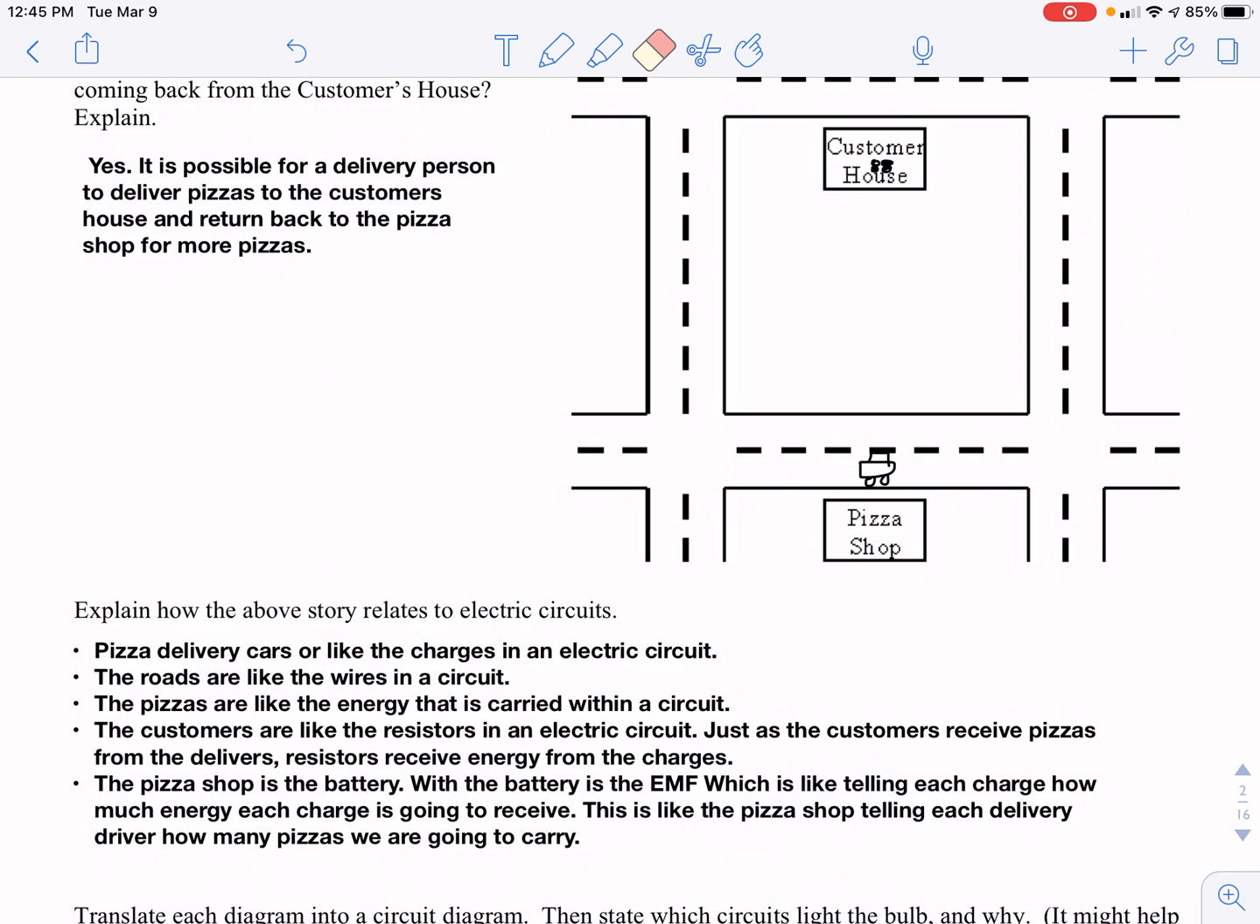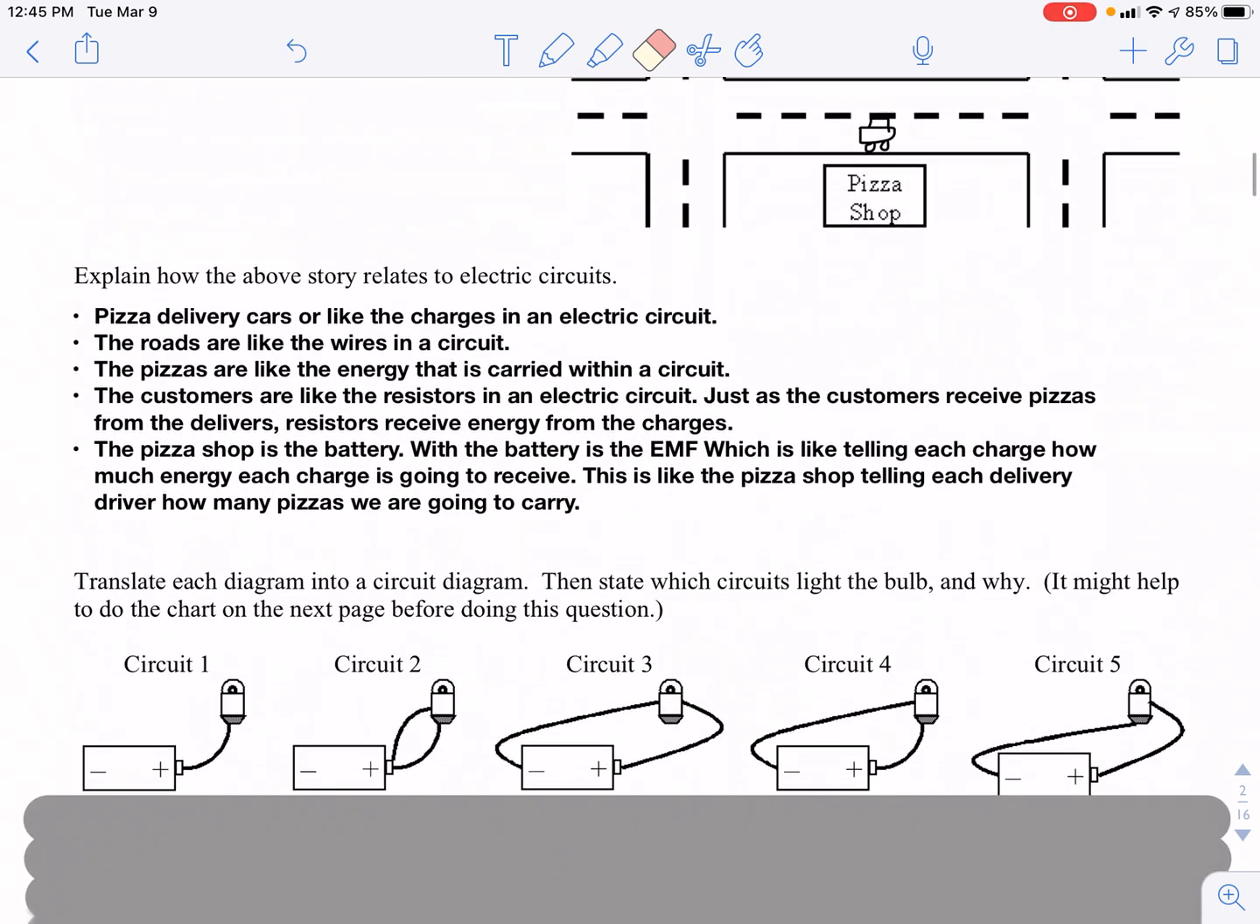And the pizza shop is much like the battery. Within the battery is the EMF, which is supplying, again, the work done to move charges from the positive end to the negative end of the battery. But it's like telling how much energy each pizza, right, each charge is going to receive. So each deliverer, which is the charge, is going to receive a certain amount of energy. And the EMF is much like what is telling each delivery driver how much pizza they're going to carry, or how much energy each charge is going to deliver. Again, this is like the pizza shop telling the delivery driver how many pizzas to carry.